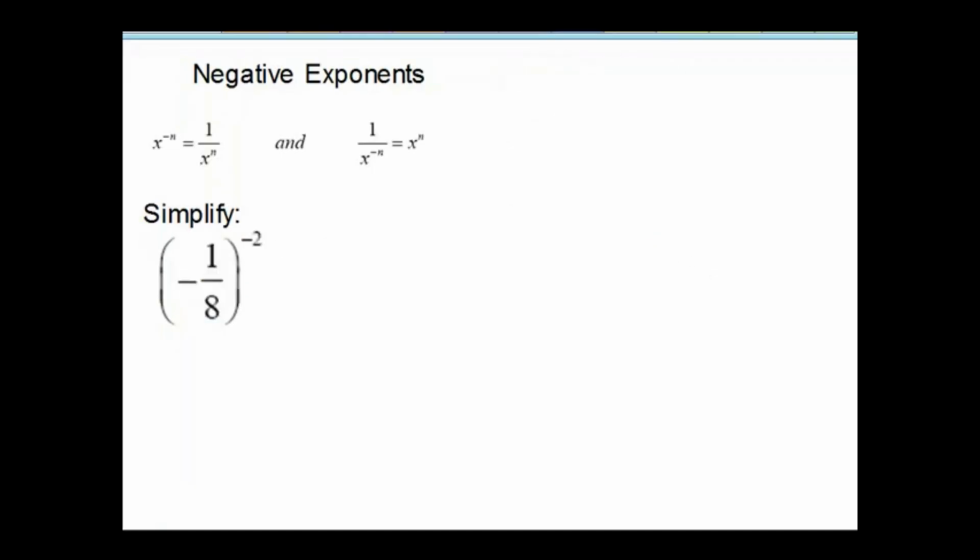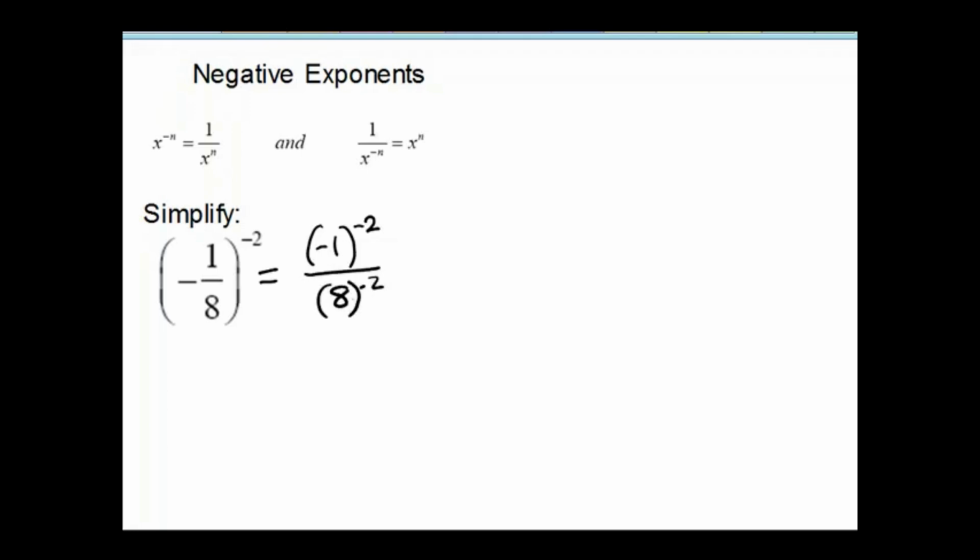And now our last example from the handout. We do have a fraction to a power. You will need to let this negative either go with the numerator or denominator because you're going to break it apart and make 2 problems. So I'm going to go ahead and take the negative with the numerator. So I have negative 1 to the negative 2, and I have 8 to the negative 2.